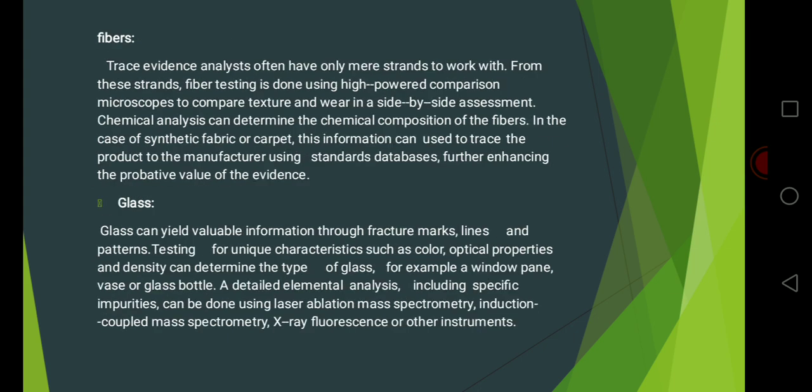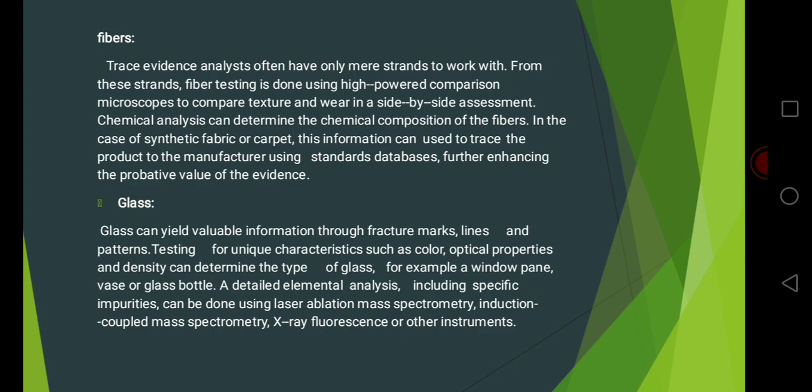Next is fiber. Fiber trace evidence analysts often have only a mere strand to work with. From these strand fibers, testing is done using a high-powered comparison microscope to compare texture and wear in a side-by-side assessment. Chemical analysis can determine the chemical composition of the fiber. In the case of a synthetic fiber or carpet, this information can be used to trace the product to the manufacturer using a standard database, further enhancing the probative value of the evidence.